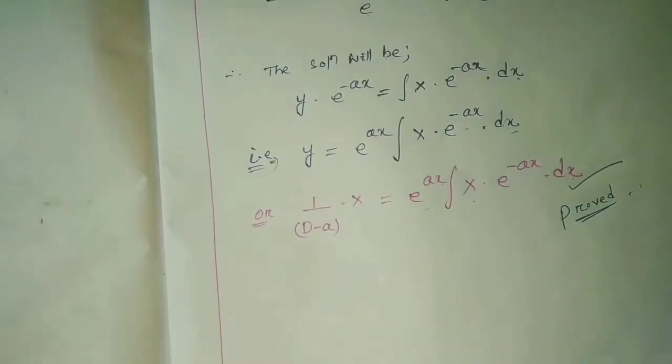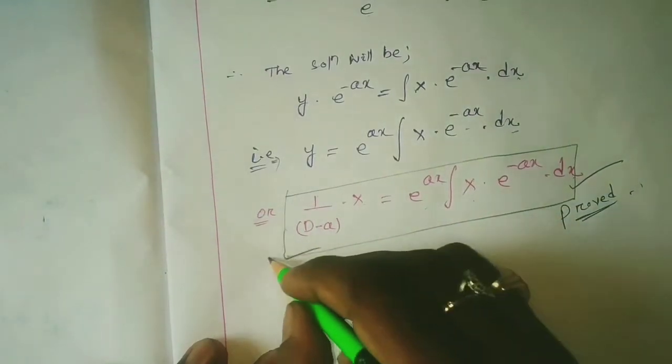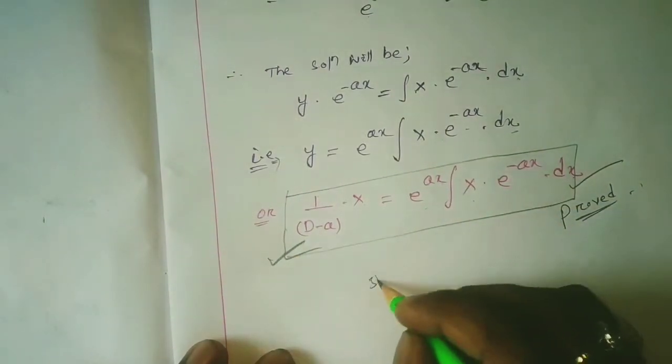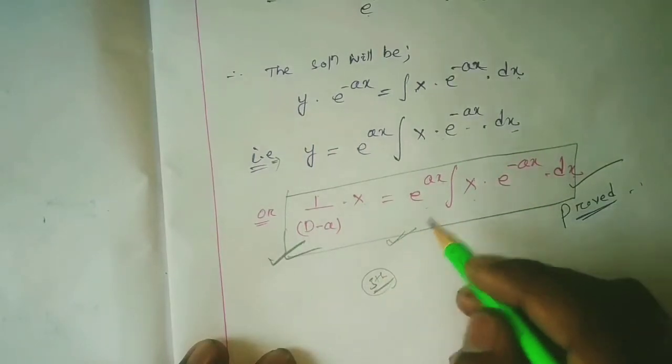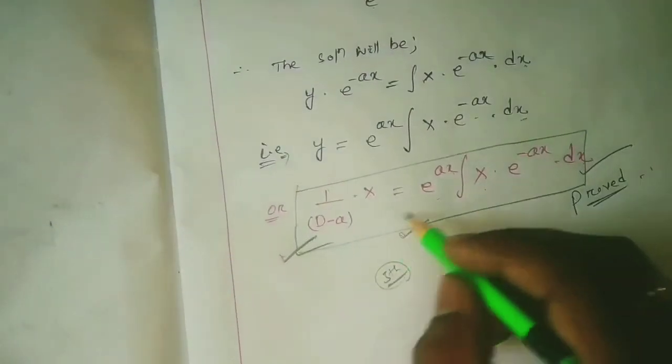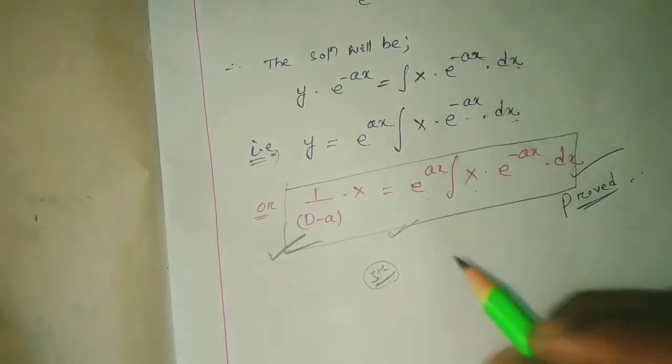So again and again I am telling you that you have to remember this expression. This is very useful for the fifth rule, whatever we are going to discuss. For the fifth rule it is very useful. And sometimes in your exam this proof is also asked, that you have to prove. So you just remember this one.